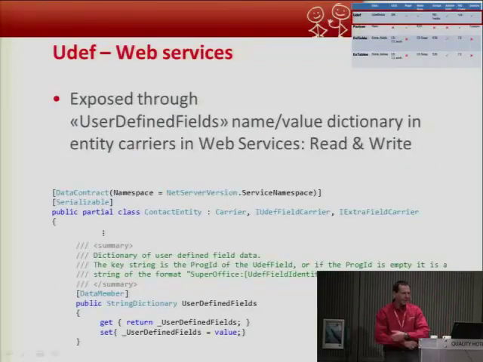You can see Udef fields in web services. They are exposed in various ways on the main entity carriers. Like the contact entity, there is a string dictionary with a name and a value for each user-defined field. And the name of the field lives in the Udef field table in a field called prog-ID. And I'm happy to say that as of 7.0 SR2, there is a user interface for that in SRM. Finally. I got just too embarrassed not to include it.